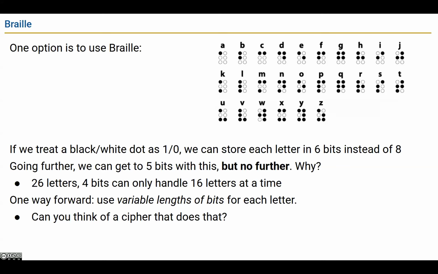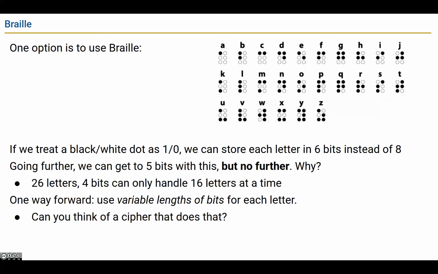Can anyone explain why that's the case? Yeah, 2 to the 5 is 32, 2 to the 4 is 16. 16 is too small to fit 26 different possibilities. So we could get down to 5 bits, but that's not enough. I want to get as close to 1 as possible.